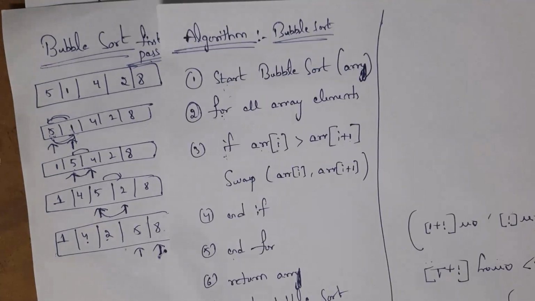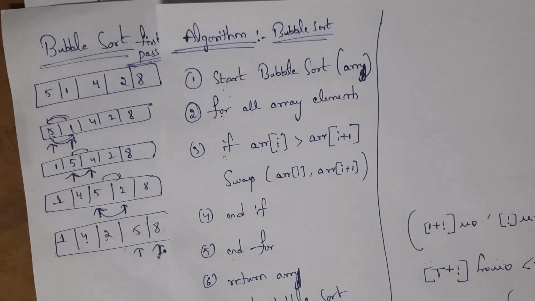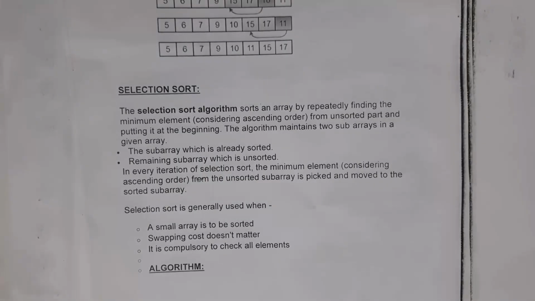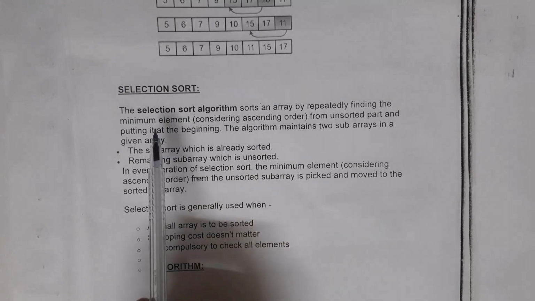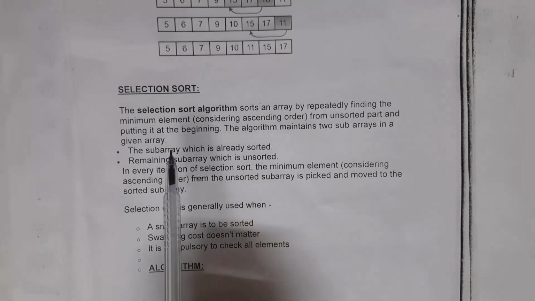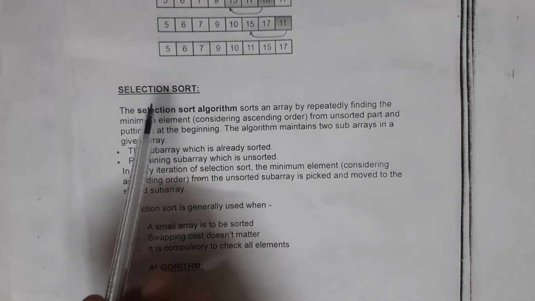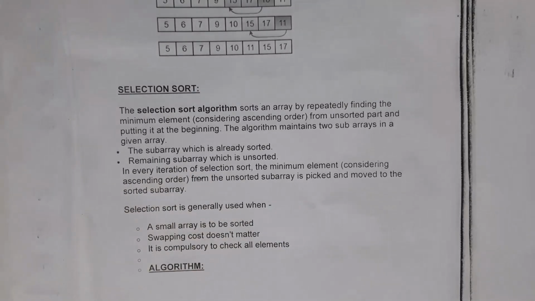So you need to remember definition of bubble sort, that is we swap adjacent elements if they are in wrong position. Next I will explain what is selection sort. This selection sort algorithm sorts an array by repeatedly finding the minimum element from unsorted part and then putting it at the beginning. This selection sort maintains two arrays. One is sorted array and one is unsorted array.